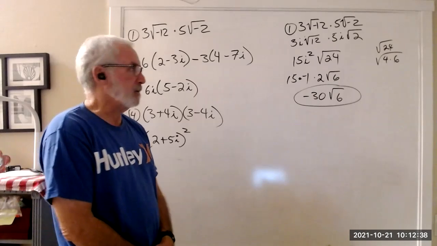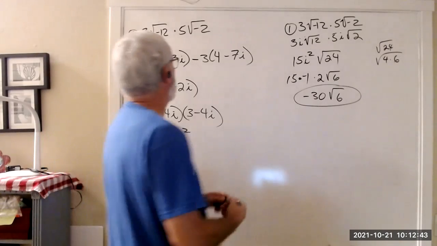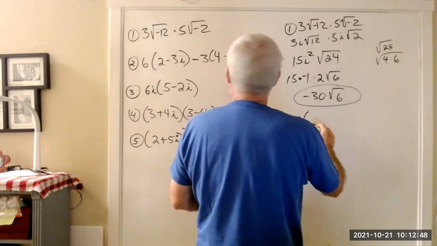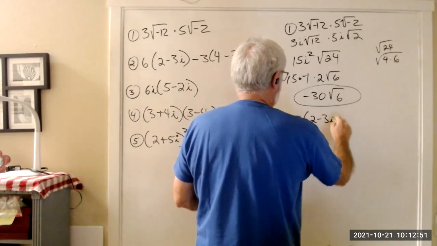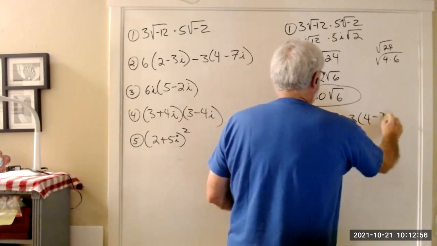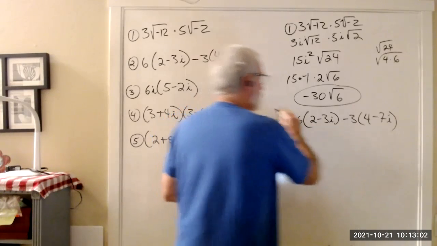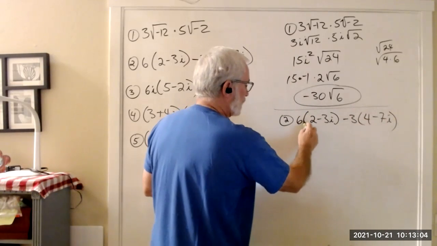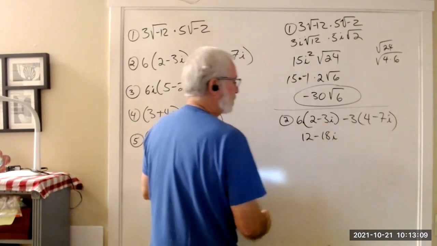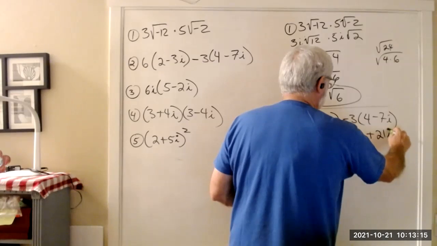Yes or no? Anybody? Is that okay? All right. Number 2 is much more straightforward. 6 times 2 minus 3i minus 3 times 4 minus 7i. So you guys would probably distribute, which is what that's asking you to do. 6 times that, so 12 minus 18i minus 12 plus 21i.